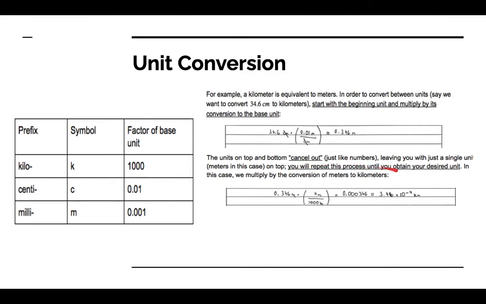You're going to repeat this process until you obtain your desired unit. In this case, we multiply by the conversion of meters to kilometers. So 0.346 meters times 1 kilometer over 1,000 meters is going to be equal to 0.000346 kilometers, or 3.46 times 10 to the negative fourth kilometers. Again, the meters cancel out, and we use the conversion that in 1 kilometer there are 1,000 meters. And this is the procedure for unit conversion.